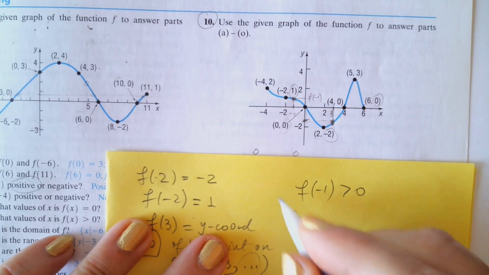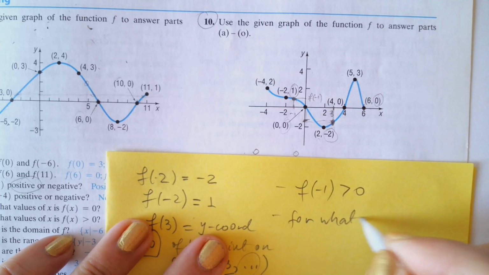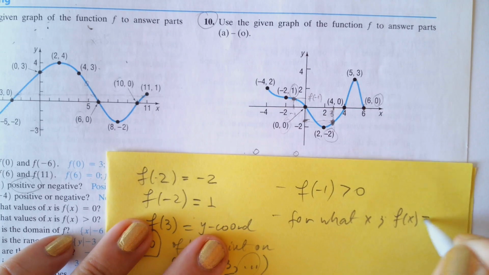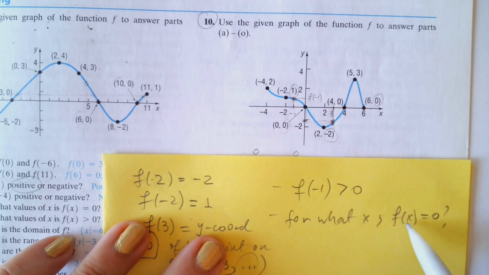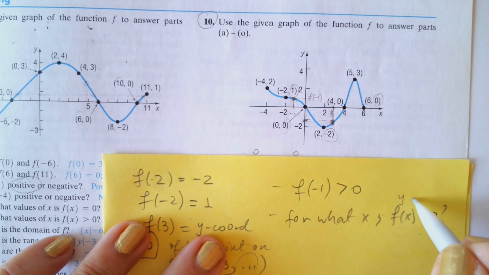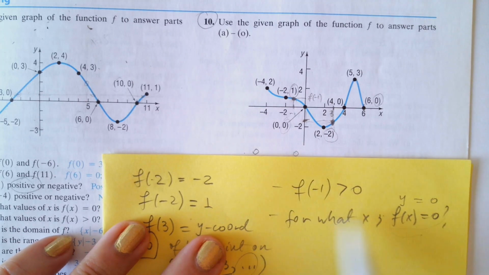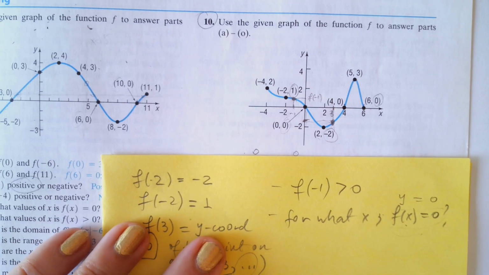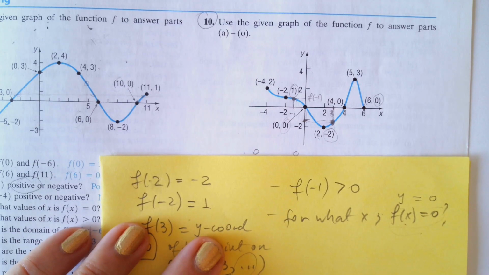The next question: for what value of x is f of x equals 0? f of x equals 0 means the y coordinate of the points on the graph have to be 0. So those are points on the x-axis. I look for the x coordinates of those points that are on the x-axis and also on the graph.